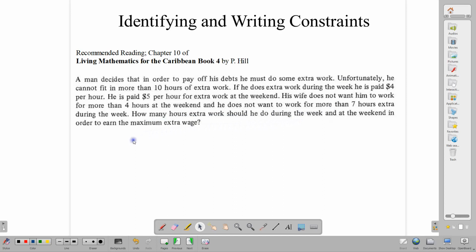And so before we start scratching our heads and wondering what to do, we need to define some things. First, we need to define there are two issues: extra work during the week and extra work at the weekend. So let's make up some variables. Let X represent extra hours during the week, and let Y represent extra hours during the weekend.